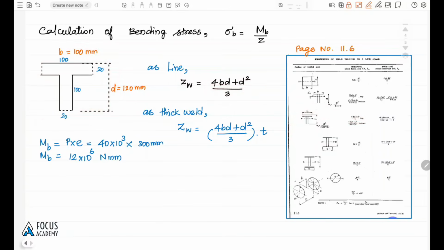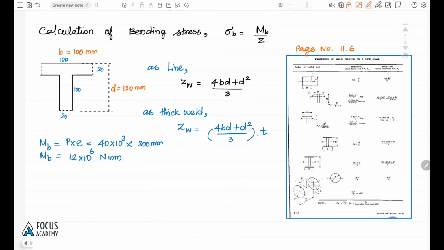So here in the data book, they have considered welding as a line. So the formula is directly given, and actually in the problem we have to consider the throat thickness also. So we have to multiply the formula taken from the data book by T. So here the welding is considered as a line, but we have to consider the thickness. So actually the formula from the data book will not have any T value. In the problem, we have to multiply the T with the formula.